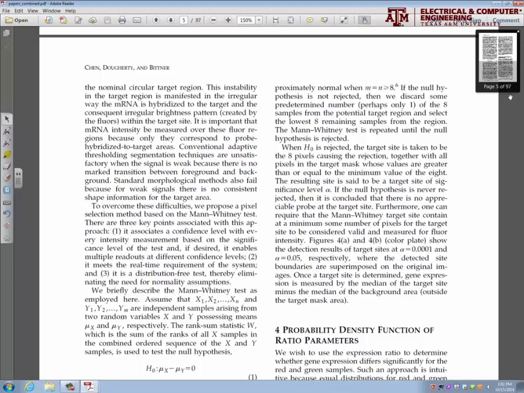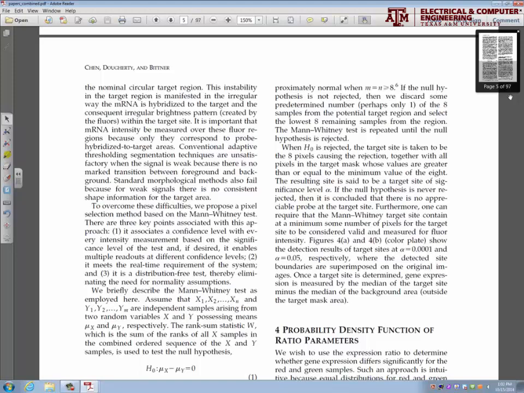And the resulting site is said to be a target site of significance level alpha. Now, if it so happens that you keep on trying and the null hypothesis is never rejected, then it is concluded that there is no appreciable probe at the target site. You really don't have much signal over there. Furthermore, you can also put the requirement that when you're using the rank sum test, the target site must contain a minimum number of pixels to be considered valid. And it can be measured for flow intensity.